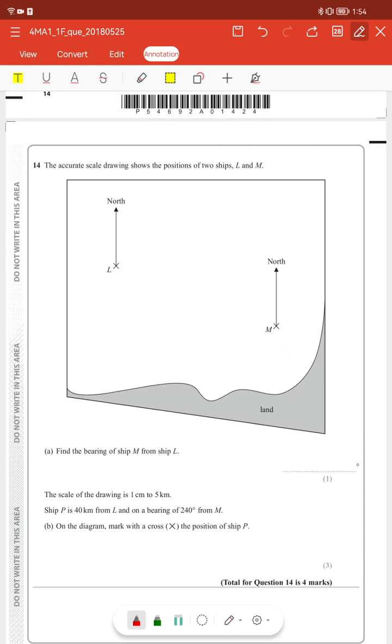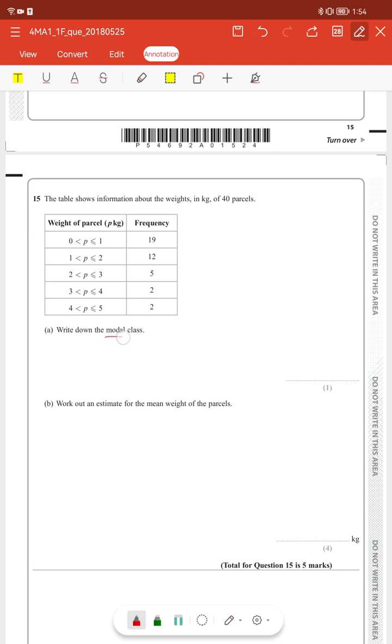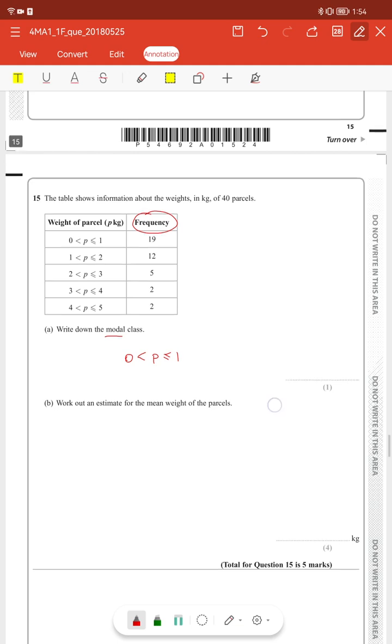Now, this is an accurate scale drawing, and unfortunately I can't use a protractor or so on this tablet, so we might have to miss this question out. Write down the modal class. Modal means it comes up the most often, so it would be the first one, as that happens 19 times. The frequency tells us how often something happens.